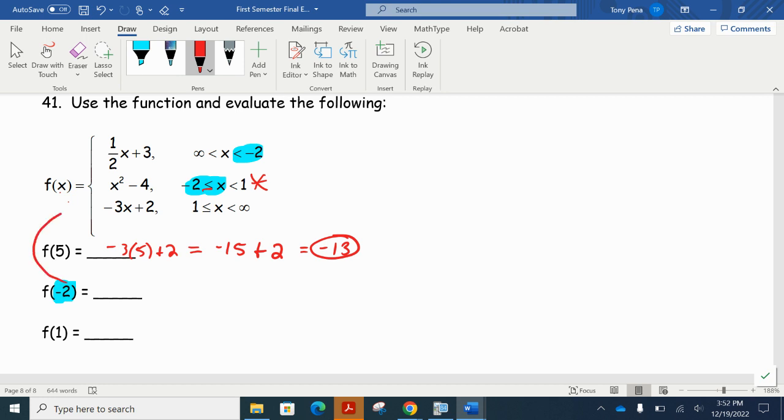So we're going to take this negative 2 and plug it into this part of the function. So x squared would become a negative 2 squared minus a 4, which is 4 minus a 4. So that answer is 0.